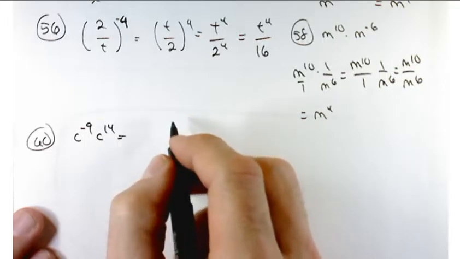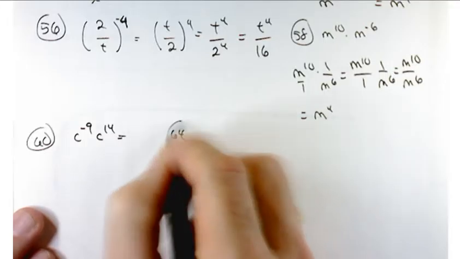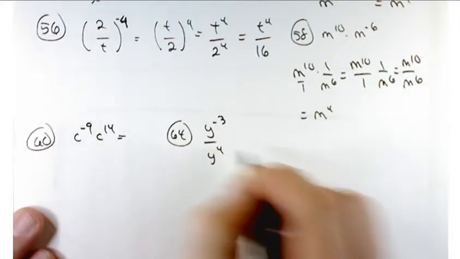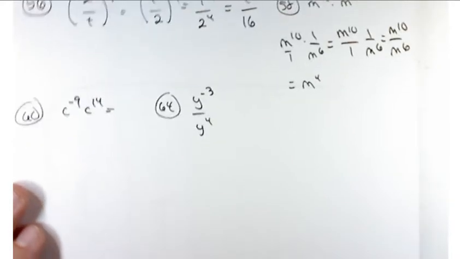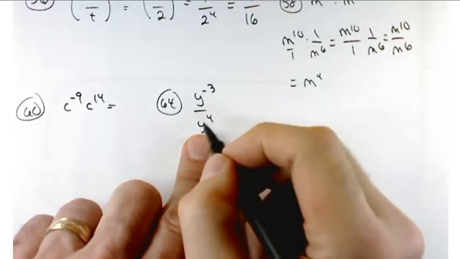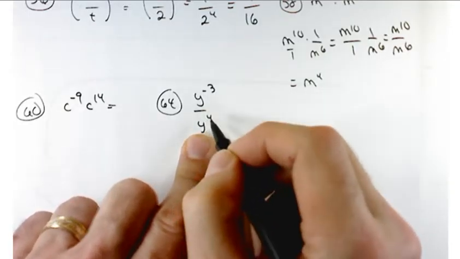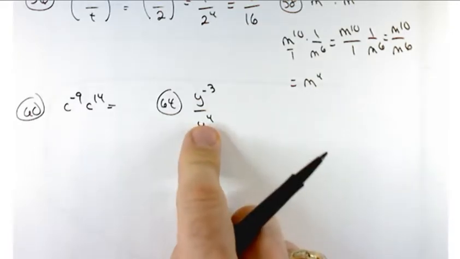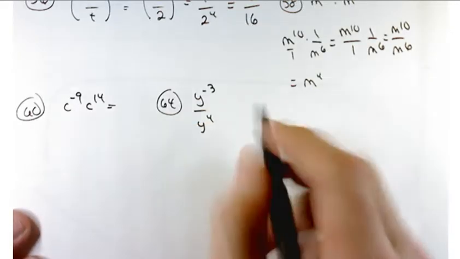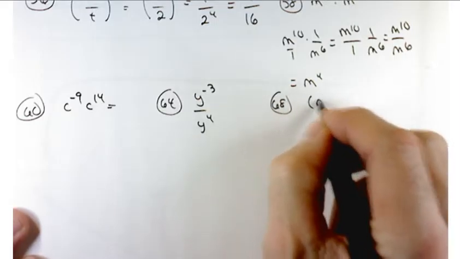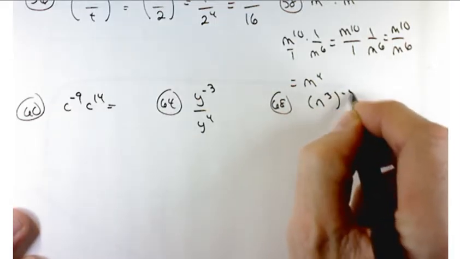Then problem 64. Y to the negative 3rd over Y to the positive 4th. Keep an eye on this one. A lot of people wanted to put a negative here or treat it as if there was a negative here. It's a positive 4 is the exponent of y in the denominator. Last but not least, problem number 68, n cubed raised to the negative fifth.